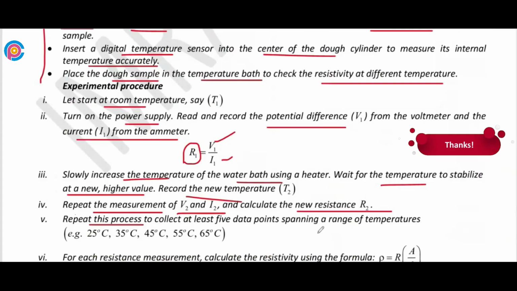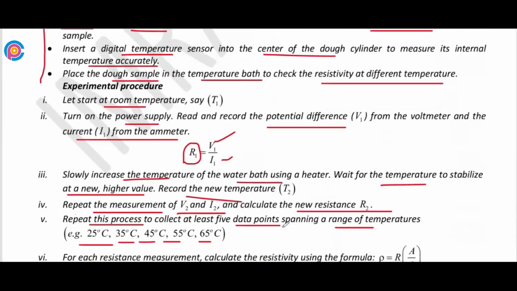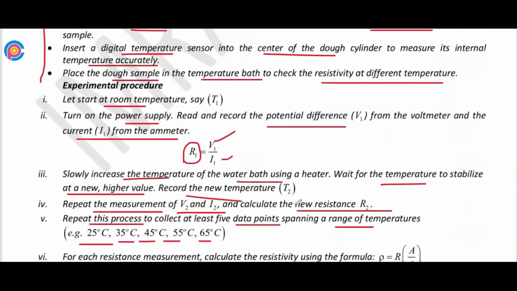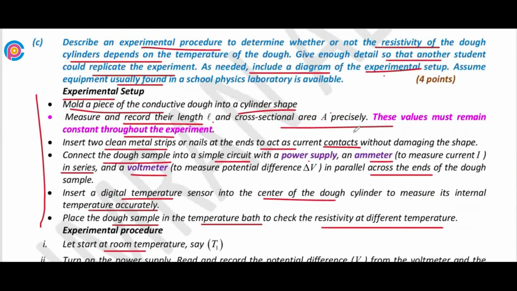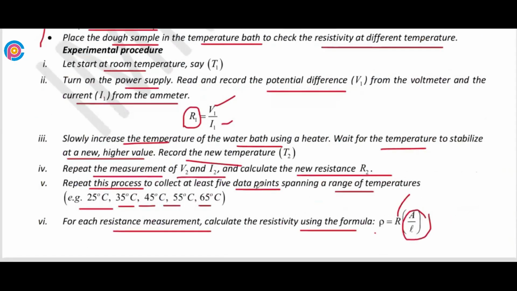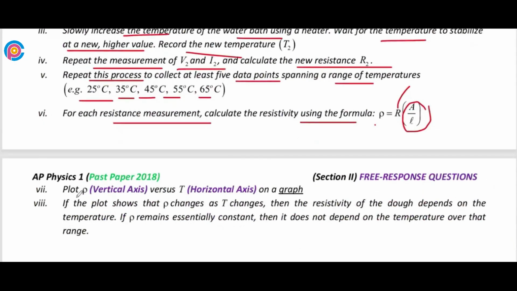We have to repeat this process for at least 5 data points, for example 25 Celsius, 35, 45, 55 and 65, over a range of temperatures. At each temperature, we calculate the resistance. So from each resistance measurement, we can calculate the resistivity. From the experiment, we calculate R, and A and L are constant as we described in the initial statement. Okay. Now we have to plot the graph between the resistivity and the temperature so we can check their relationship.